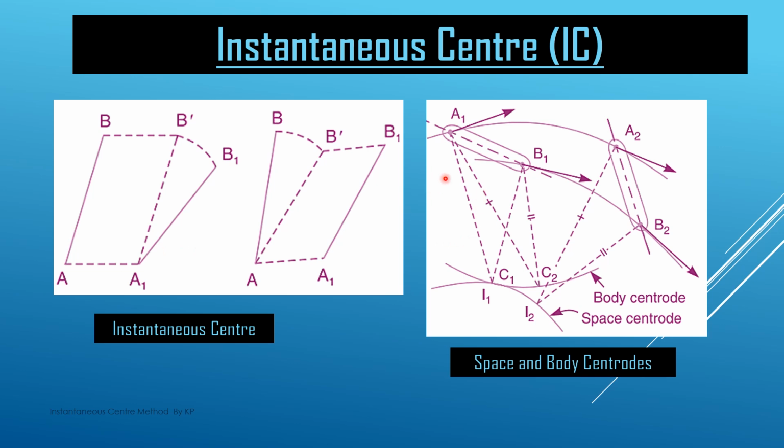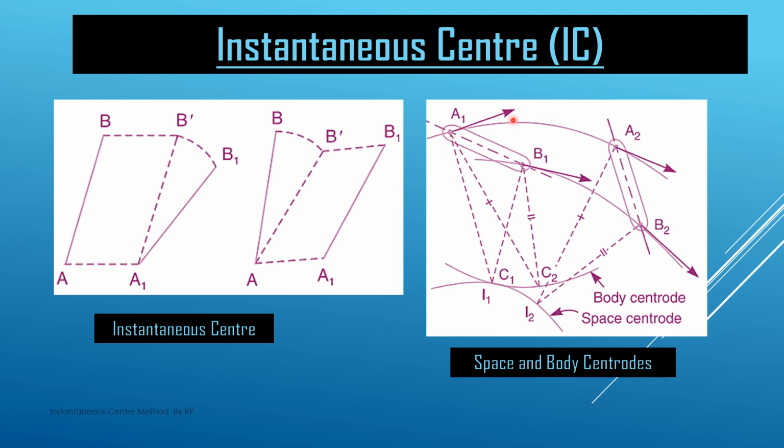In the second diagram, we have a link A1 B1, and after some interval of time that link changes its position from A1 B1 to A2 B2. So we find out the instantaneous center. One way: the velocity vector at point A1 is in this direction and the velocity vector of B1 is in this direction. So we draw the perpendicular lines from these velocity vectors and they meet at point I1.